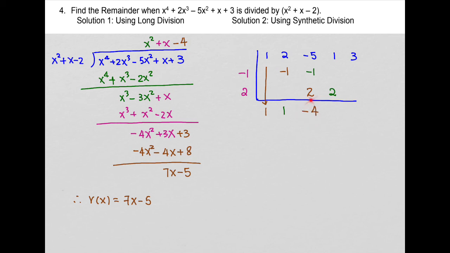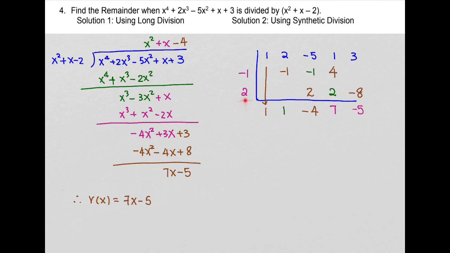Then we do negative 4 times negative 1 will become a 4. Then we do negative 4 times 2 will become negative 8. Once we reach the last corner, then we stop. Then we just add all the numbers up. So 1 plus 4 plus 2, it becomes a 7. And 3 plus negative 8 will become negative 5.